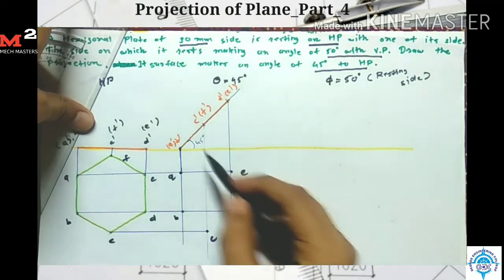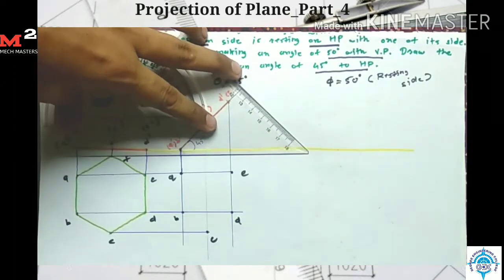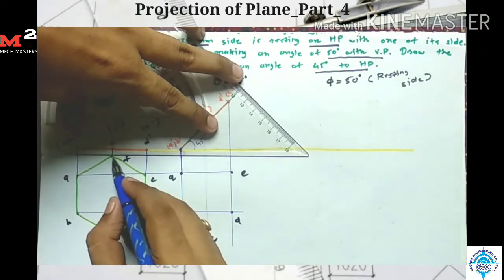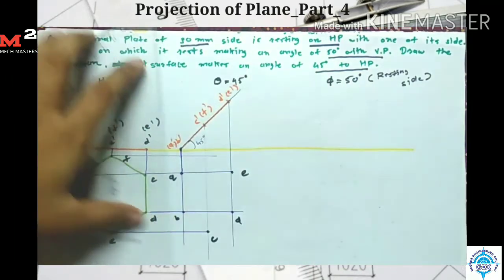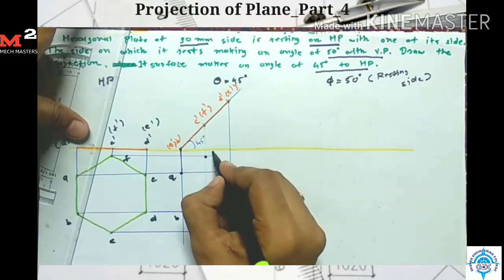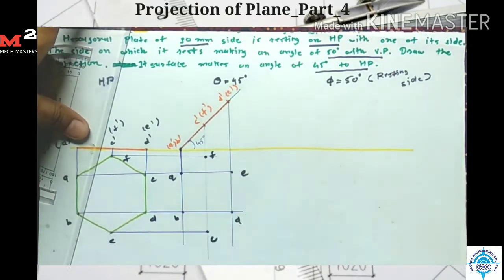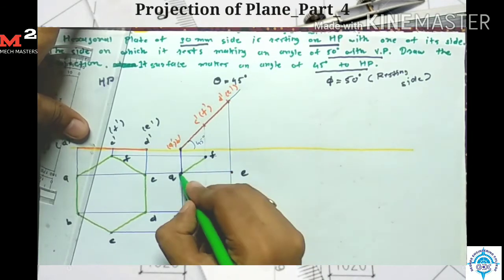Okay, now for point F, I take the projection from here and projection from here. So intersection of these two lines gives me the point F. Okay, so after connecting these points, I get my top view for the second stage.